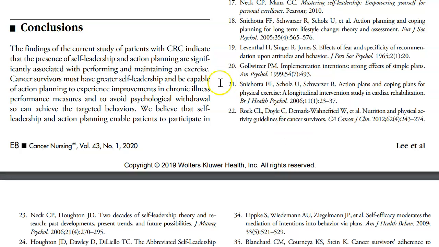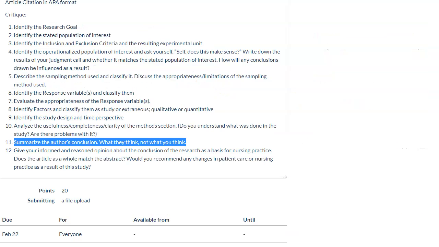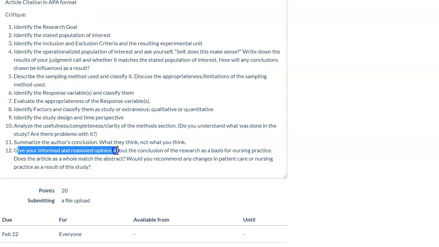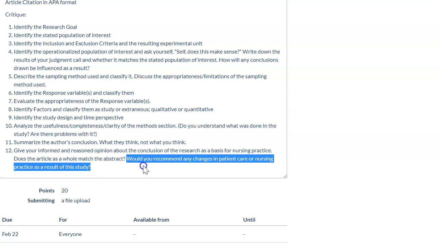That's what they thought. Now, the next question is going to be: give your informed and reasoned opinion about the conclusion of the research as a basis for nursing practice. Does the article as a whole match the abstract? And would you recommend any changes in patient care or nursing practice as a result of this study?